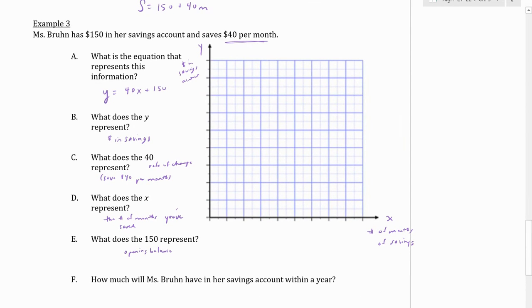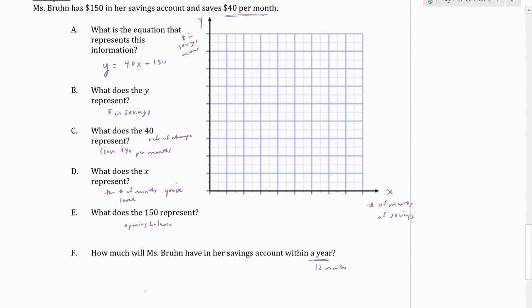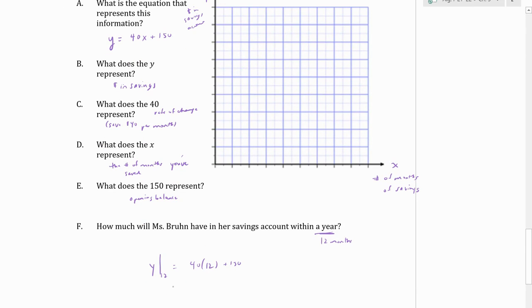And how much will you have in your savings account within a year? So a year is 12 months. So let's see what y equals when I plug in 12 months. So it'd be 40 times 12 plus that extra 150. So that's 480 with an extra 150, $630.